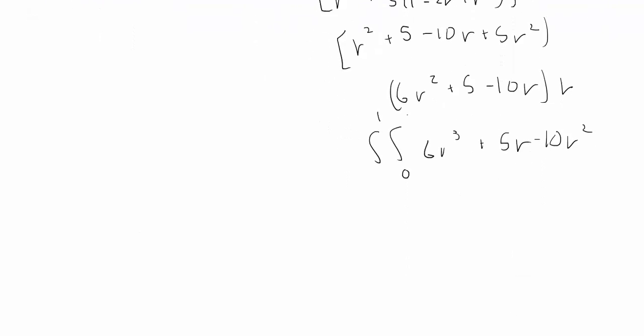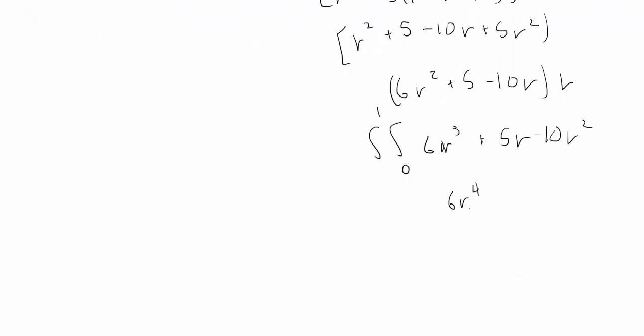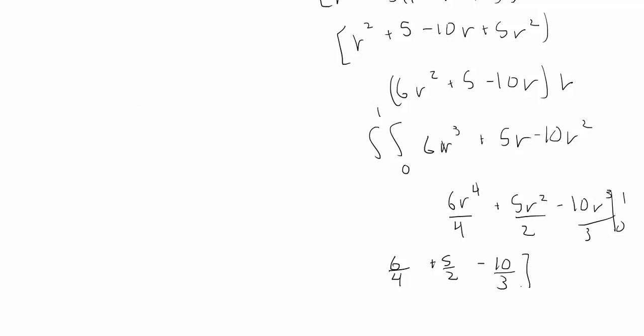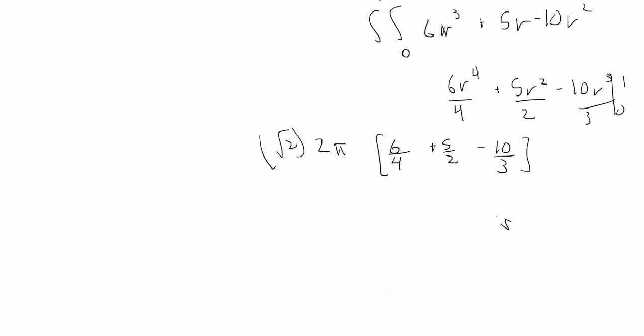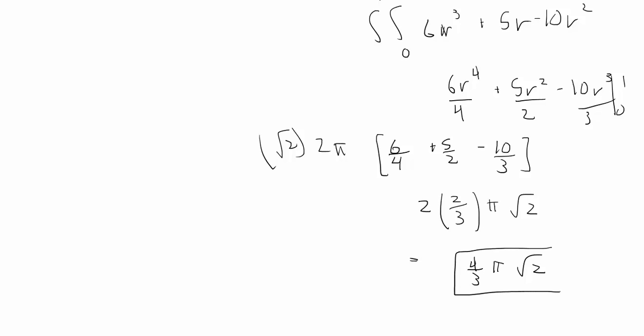So let's do that part first. We're going to get 6r to the 4th divided by 4 plus 5r squared over 2 minus 10r cubed over 3, from 0 to 1. When we plug in 1, we get 6/4 plus 5/2 minus 10/3 minus 0, and that's times 2 pi and times square root of 2. When we simplify these fractions, we get 2/3. So it's going to be 2 times 2/3 times pi times square root of 2. The simplified answer is 4/3 times pi times the square root of 2, and that's your final answer.